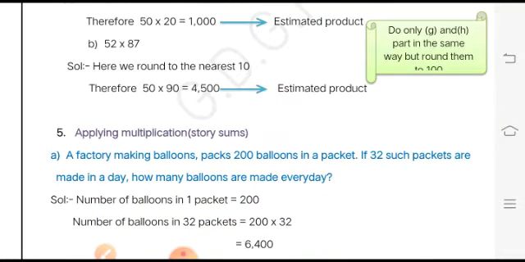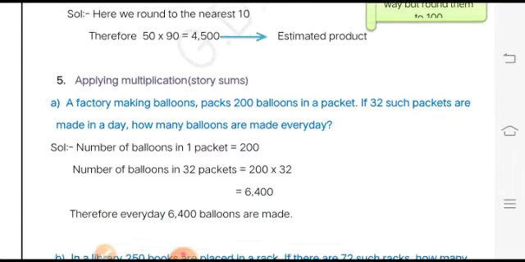Next is question number 5, applying multiplication, story sums. These questions are word problems, and only 5 are discussed here, and these are to be written. First question goes like this. A factory making balloons packs 200 balloons in a packet. If 32 such packets are made in a day, how many balloons are made every day?